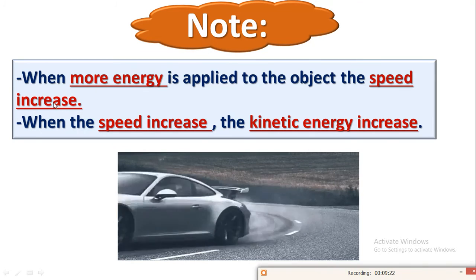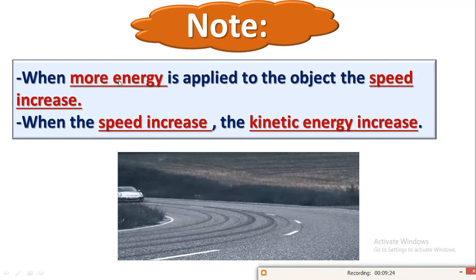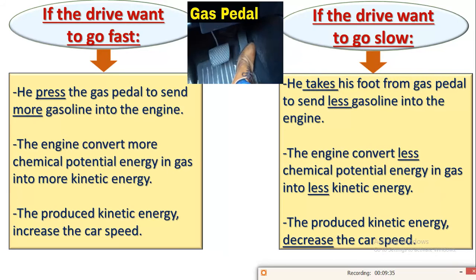When more energy is applied to the object, what happens to the speed? It will increase. If you apply more energy, the speed will increase. And when the speed increases, the kinetic energy will increase. Okay. Now, let's imagine together that we are driving a car. One time we want to go fast and one time we want to go slow. If we want to go fast, what should we do at first?